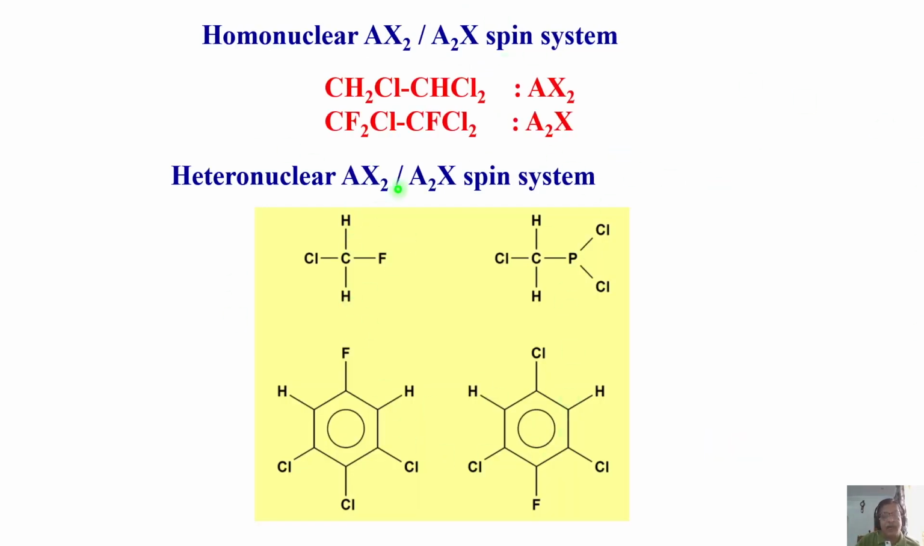If you look at this, it can be heteronuclear AX2 or homonuclear AX2. In this molecule, this is AX2. These are equivalent spins. This is A, this is X2. This is a heteronuclear AX2. Here again, this is fluorine, this is X2. This is also heteronuclear AX2. Here, fluorine is in the ortho position to both the protons. Here it is in the para position. They are different molecules, but the spin system is the same. You call it AX2 or A2X, it doesn't matter. It depends upon how you look at it.